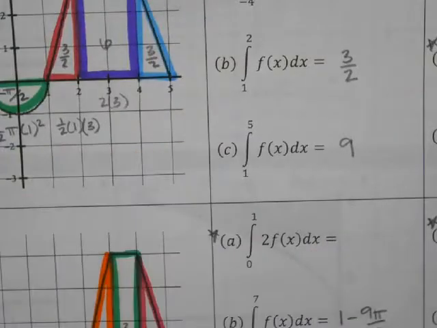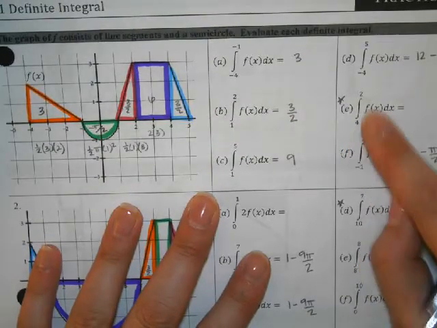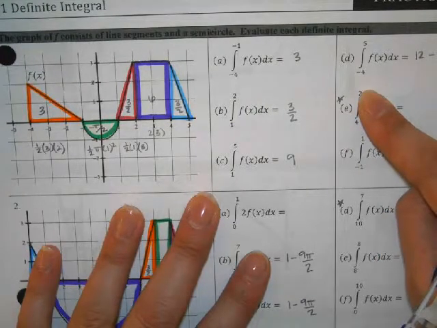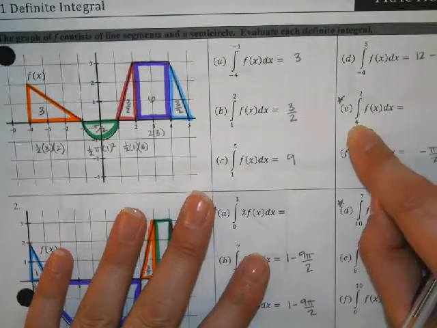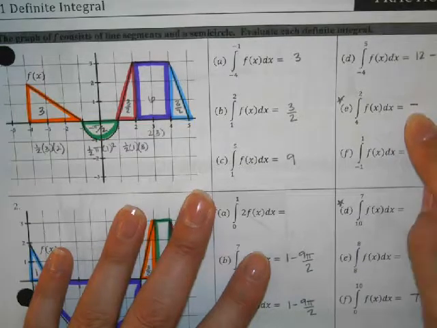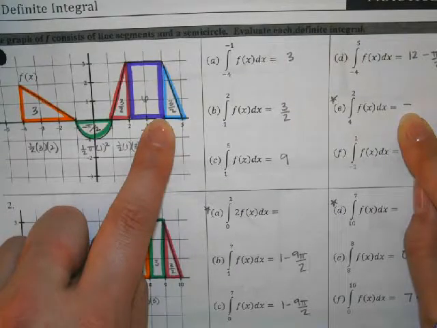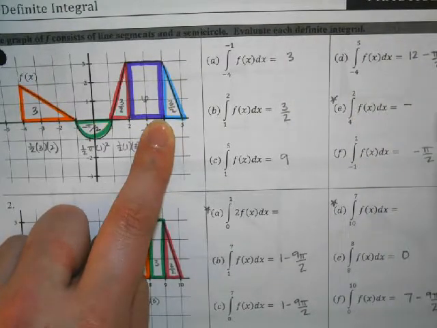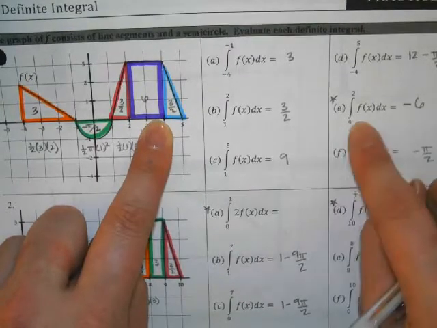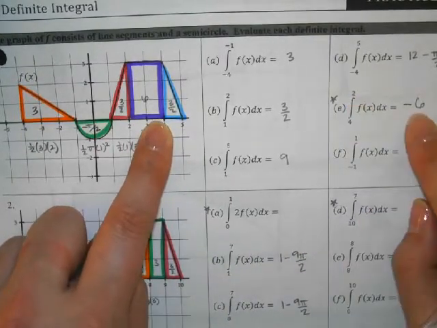But for number 1, part E, instead of saying from 2 as the lower bound to 4 as the upper bound, it said from 4 as the lower bound to 2 as the upper bound. So that just means it's the negative version of what the answer was. From 2 to 4, you had an area of 6. So from 4 to 2, you're going to have an area of negative 6. If the numbers are written from biggest to smallest, in backwards order, then it's the opposite sign of what it should have been.